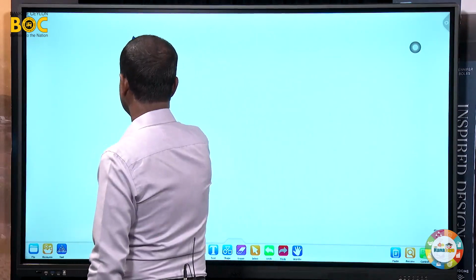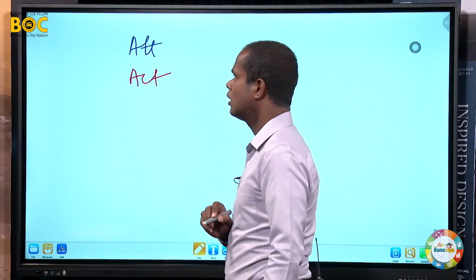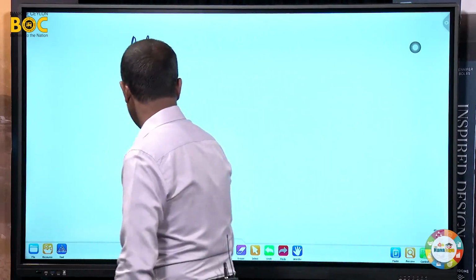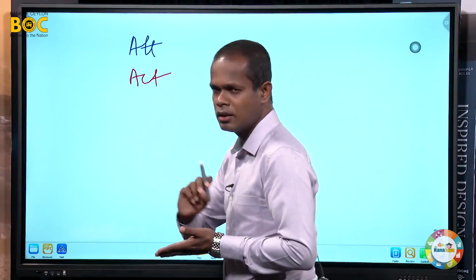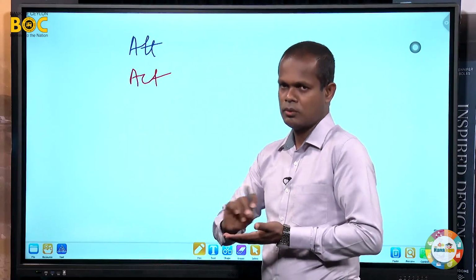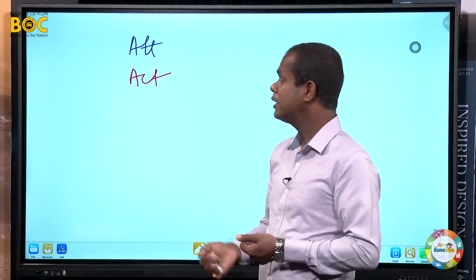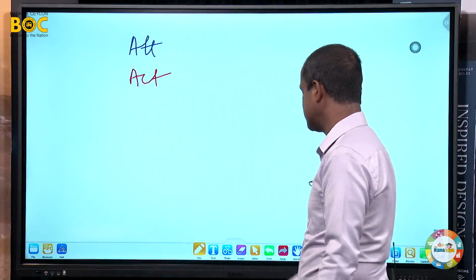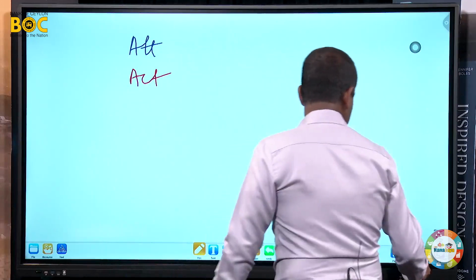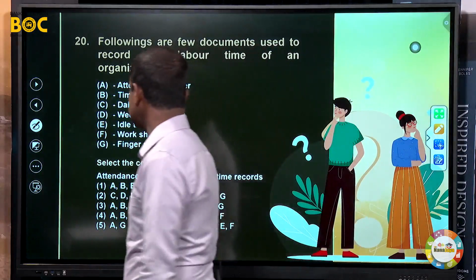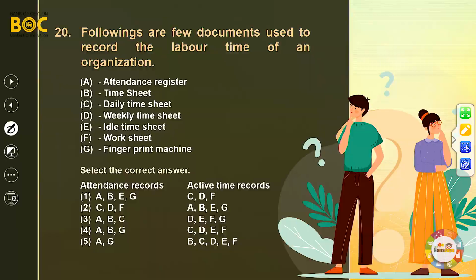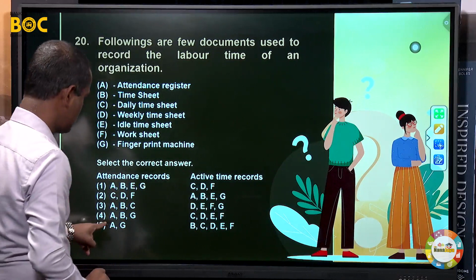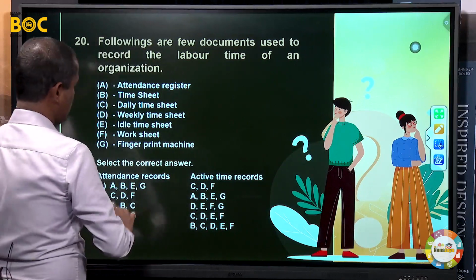The active time record, okay. Attendance record and active time records. The attendance record may be a manual book to put your signature, or fingerprint machines, or barcode readers, or time recording machines. And the question, attendance register. Remember, as the name says, it is an attendance register. You can take A.